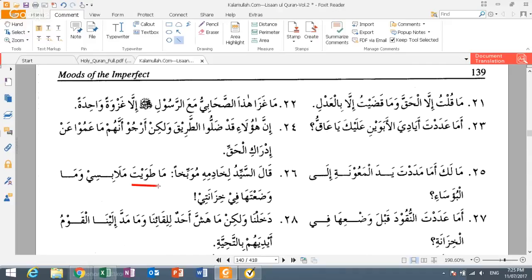What about this one? Very good. This is wahid muzakkar ghaib, tawa yatwi. Tawa yatwi. Daraba yadribu. So this is naqis. Okay. And what happened? Say it quick. This is wahid muzakkar ghaib. Yatwi. Okay, and then what happened? Lam yatwi. Don't stretch. Lam yatwi or la yatwi. See?